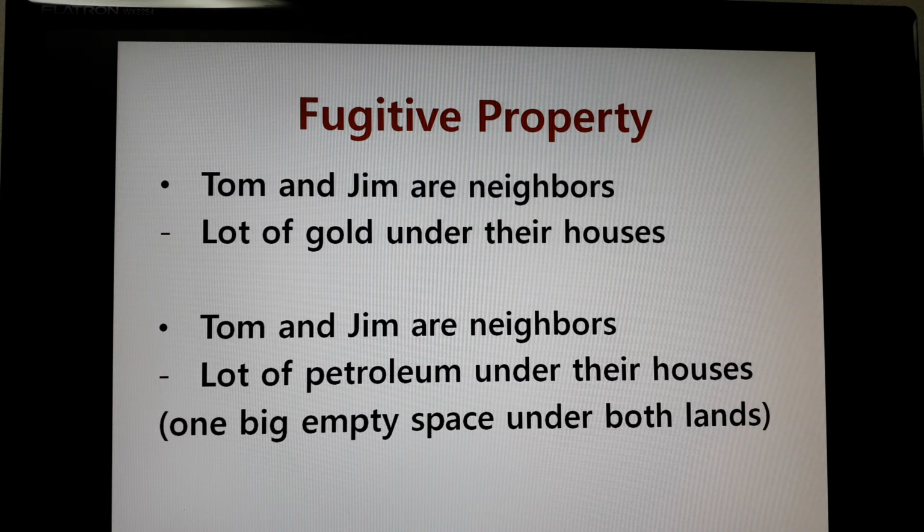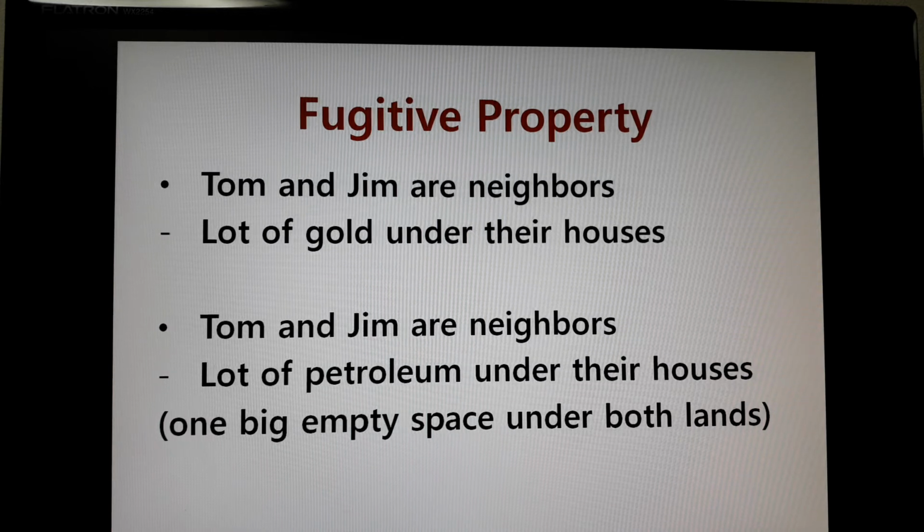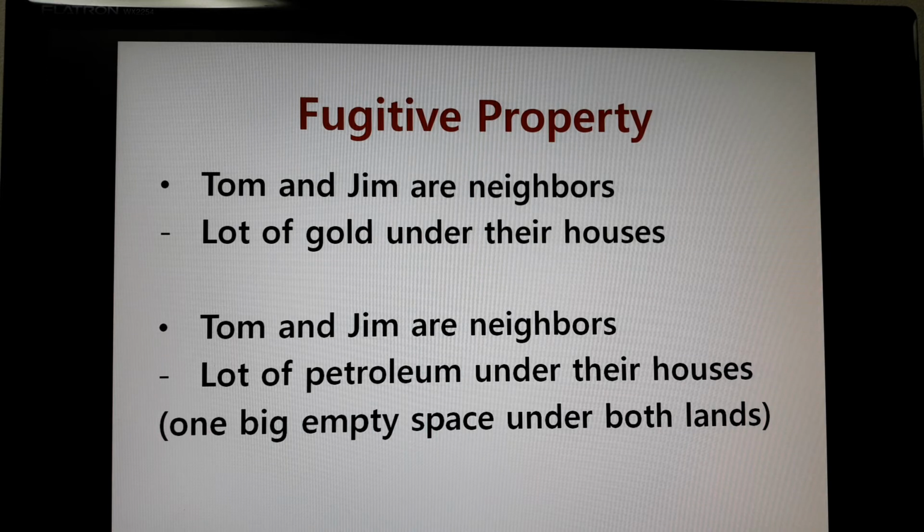So there's one big empty space under both houses, and if Tom pumps out from one end of the empty space, then it can pump out everything, including the petroleum under Jim's house. That is fugitive property. The gold is not fugitive property because it's not moving, but the petroleum is moving. So what is the problem?